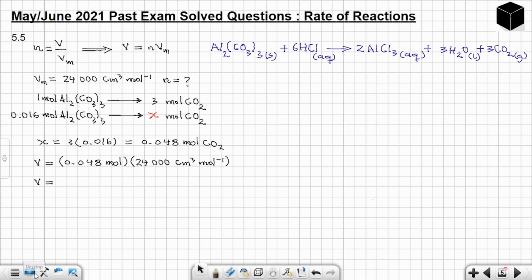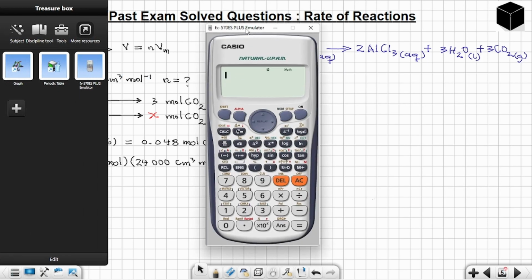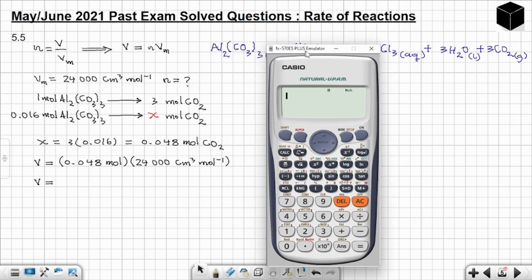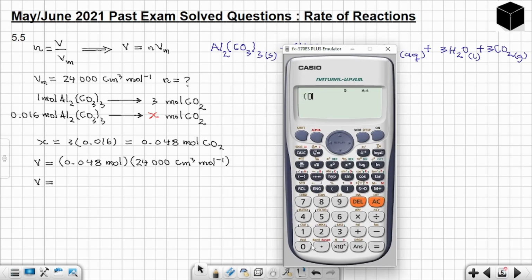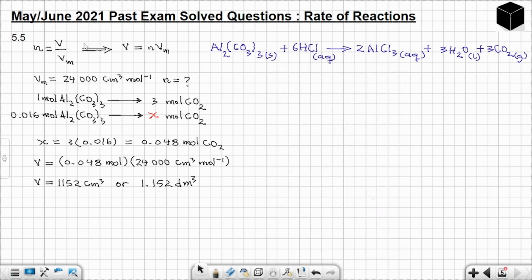Okay, let's get the answer. Let's use our calculator. So you have 0.048 times 24,000, and this is equal to this. You have 1152 cubic centimeter, or you can give it in cubic decimeter when you divide by 1000. So it will be 1.152 cubic decimeter. Okay, so this is the answer to 5.5.